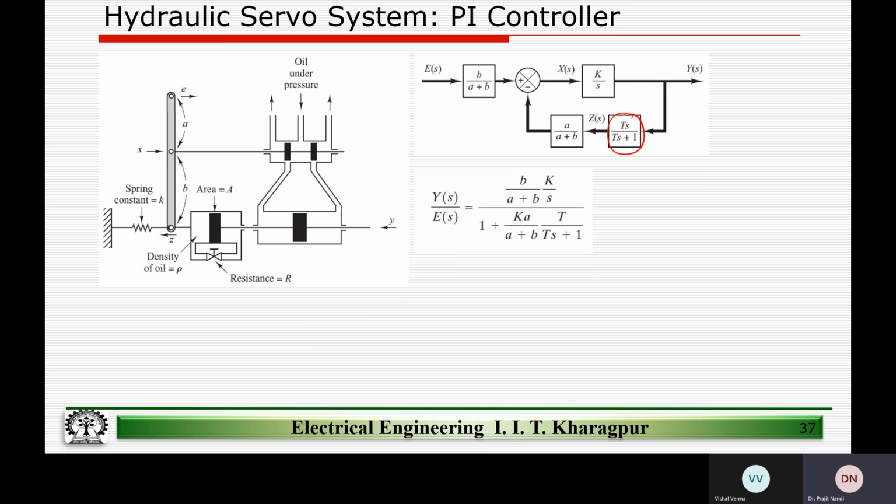So this is the same differential controller that we have realized, and the feedback that we see here goes as A divided by A plus B. This is the feedback that goes here, right? Just hold on, I'll take a pause.